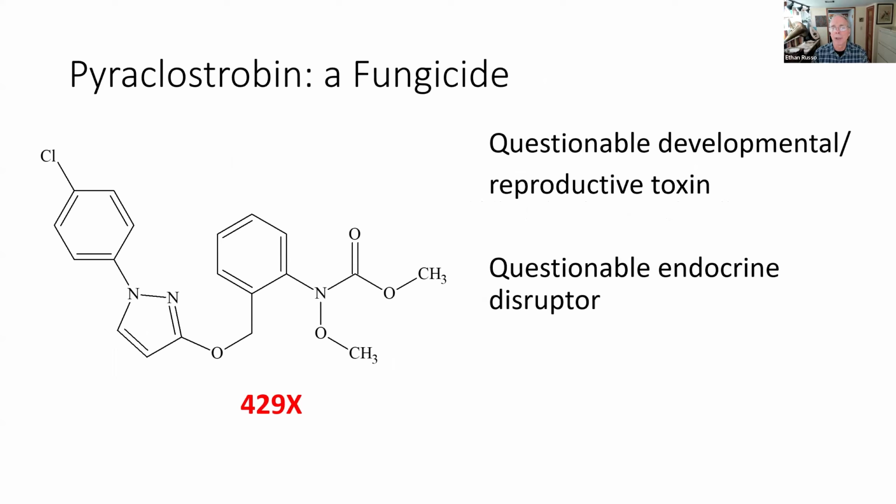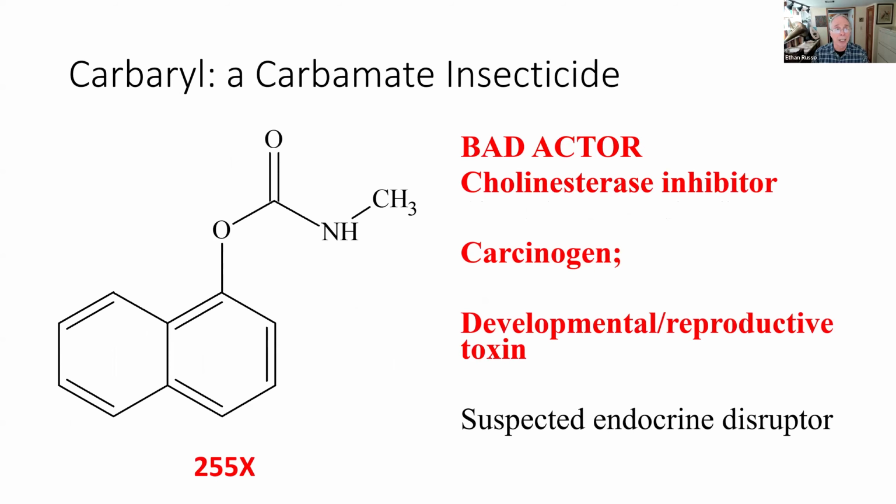Pyraclostrobin, a fungicide, same kind of issues. We can go on and on. Carbaryl, a carbamate insecticide. This is what's known as a bad actor, meaning that it has known toxicity in a number of different systems. So it's a cholinesterase inhibitor. It could cause the kind of reactions seen in the young man that was in the hospital in Phoenix in 1978. Carcinogen, developmental and reproductive toxin, and a suspected endocrine disruptor found in a sample at 255 times the limit.